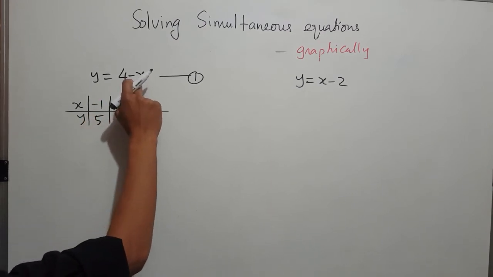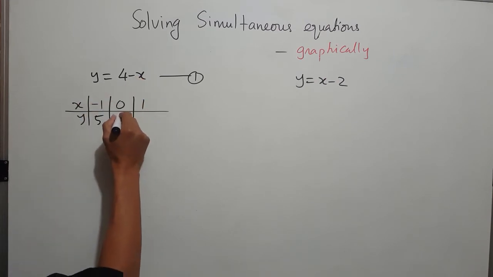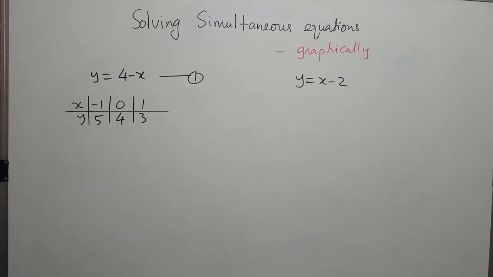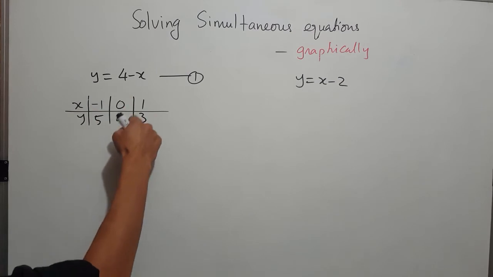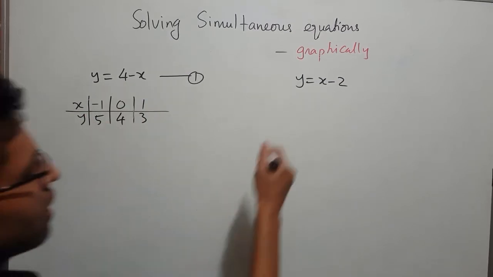Minus of minus 1 is a positive 1, 4 plus 1 is 5. And when x equals 0, it is 4. When x equals 1, it is 3. So you know that (-1, 5) is a solution for this equation, (0, 4) is a solution for this equation, and (1, 3) is a solution for this equation.